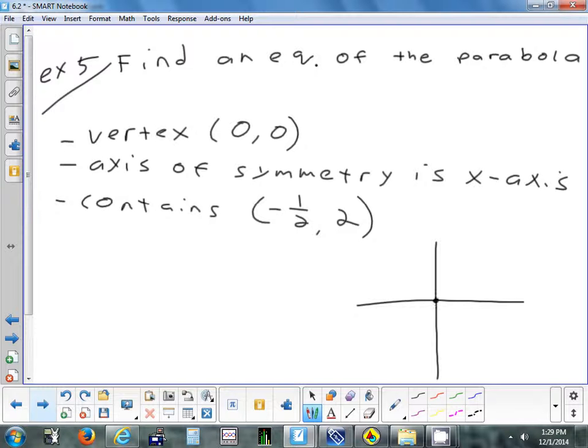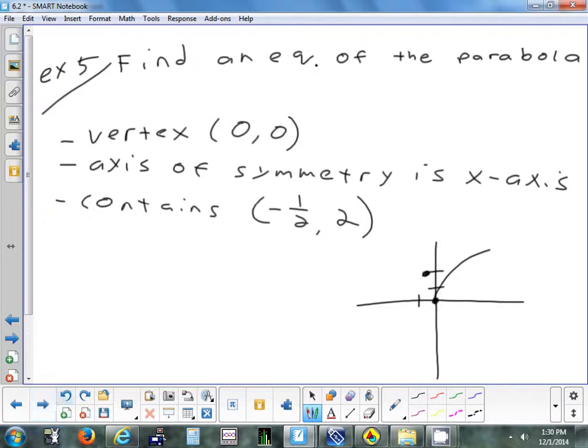So we have a vertex at 0, 0, and it contains the point -1/2, 2. This isn't a special point. It's not a focus. It's not a vertex. It's just a coordinate somewhere on the parabola. So -1/2, up 2. Which way does this parabola have to open? Why can't it open right? The negative half. Yeah, we'd never go through that point if it opened right. So it's got to open to the left.